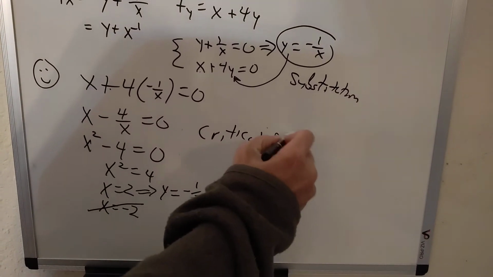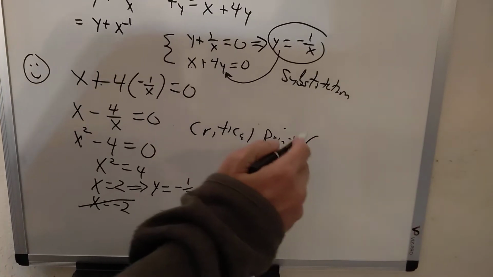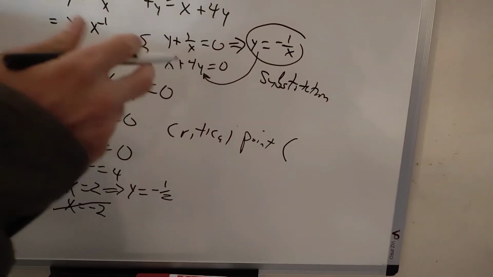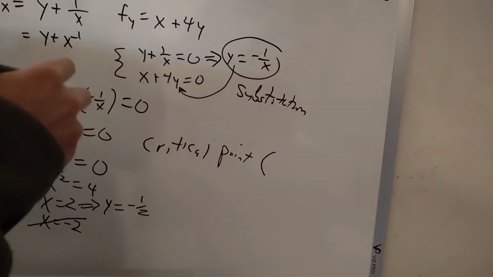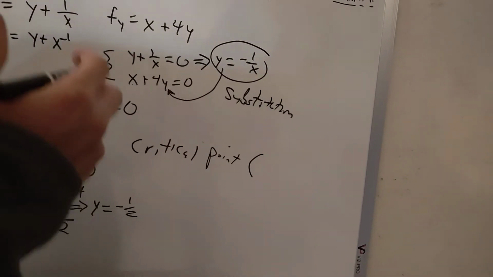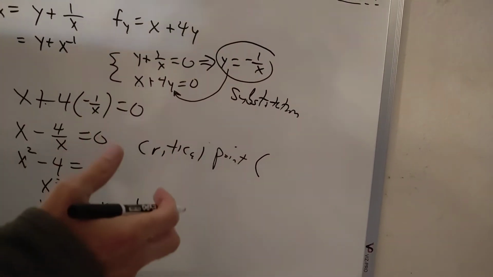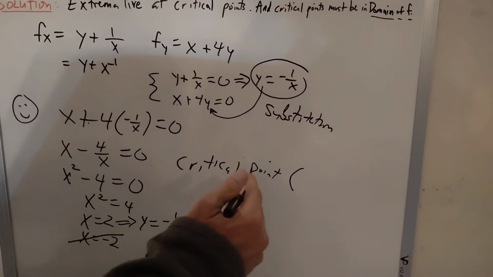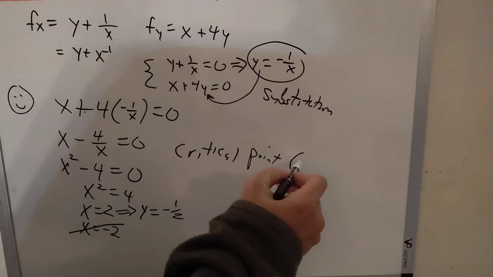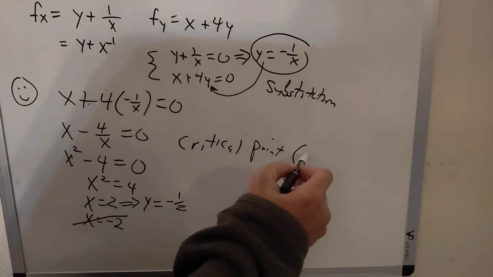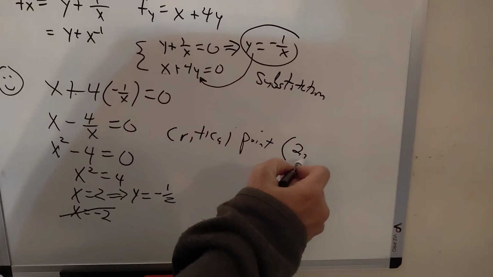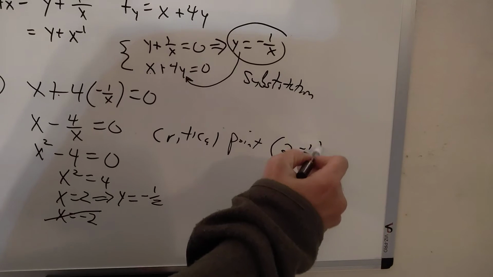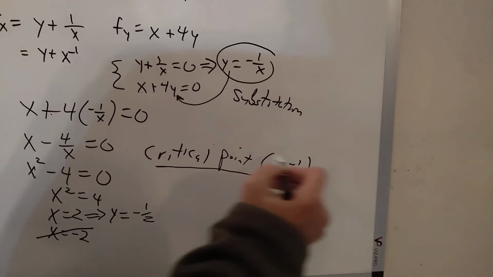We only have one critical point. If we had 2 critical points, we'd have to input the first critical point into the second derivative test and then input the second critical point into the second derivative test. So we would have to do it twice over. But we only have 1, so that's going to save a little time. So x we said was positive 2, y is a negative a half. So there's our critical point.